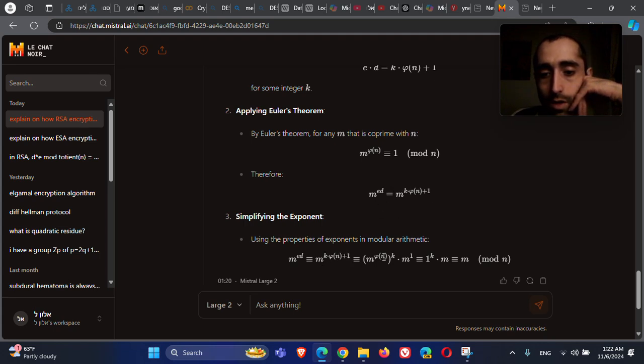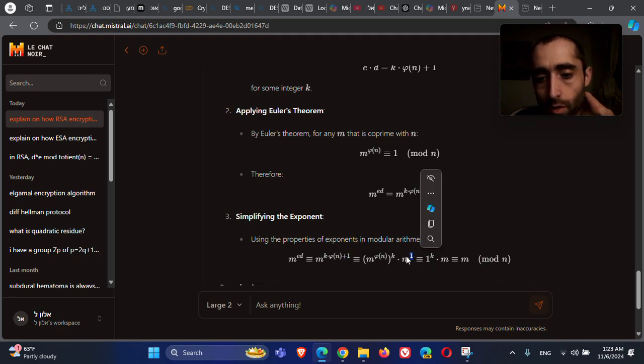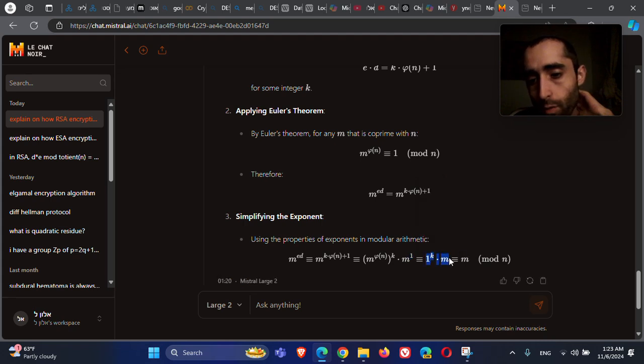Now m to the totient of n, in modulo n, as we said, equals 1. To the power of k, it doesn't matter what k equals, it will just stay 1. And here we have another one, because it's multiplication, so it's addition of the powers. So we have 1 times m. So in modulo n, what we are left with is just m. And this is how we decrypt the message. This is the decryption part.